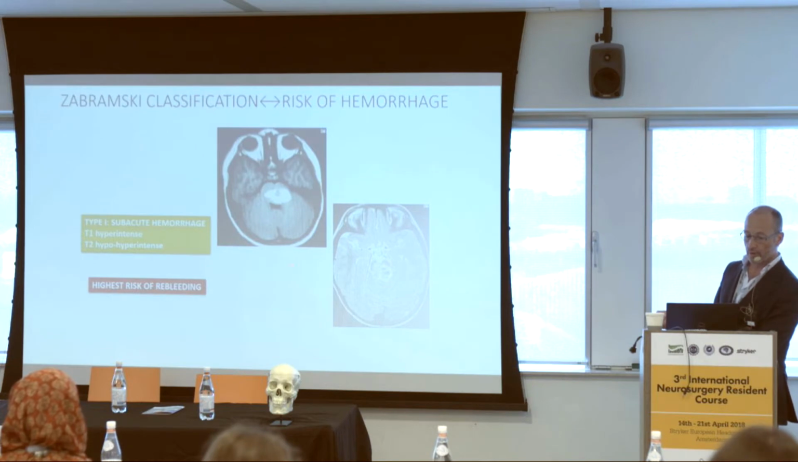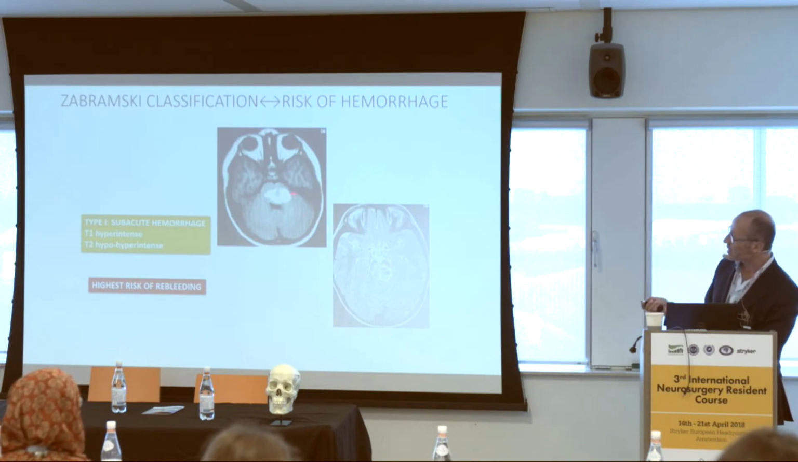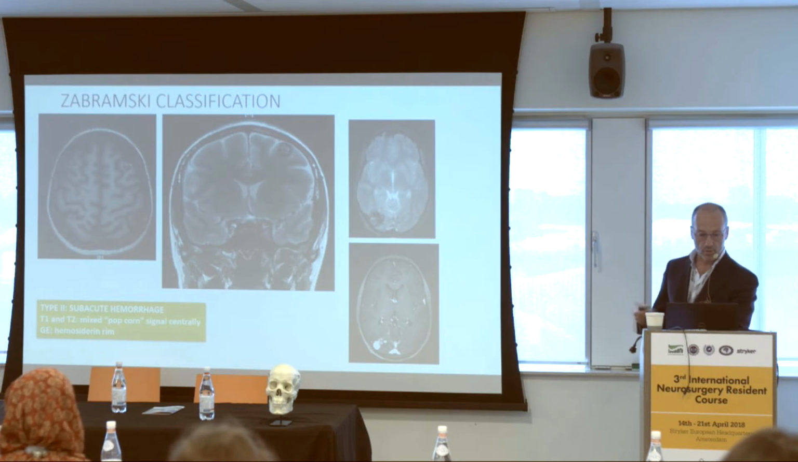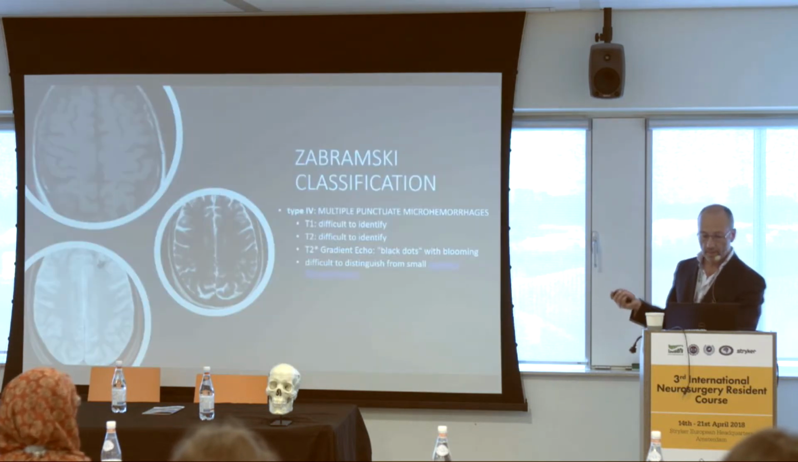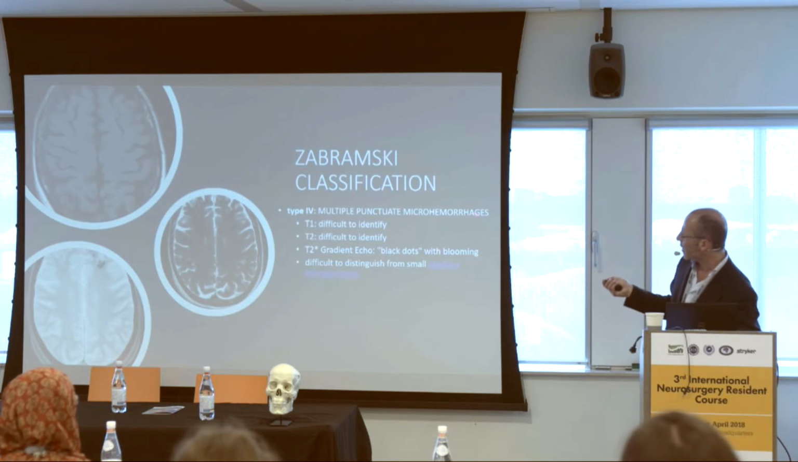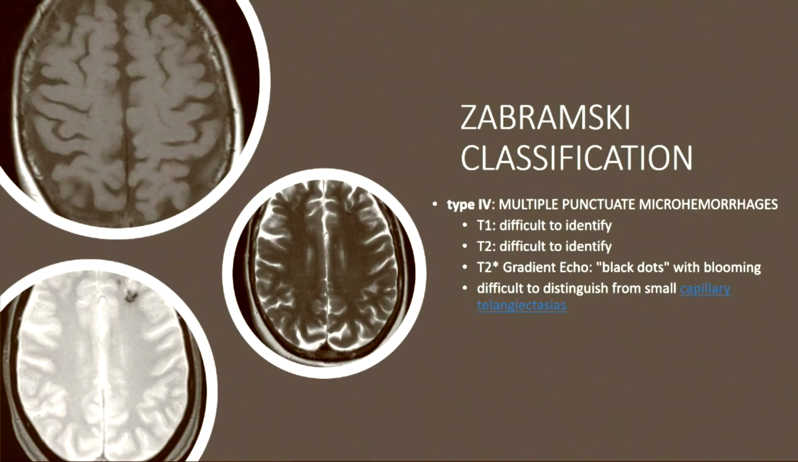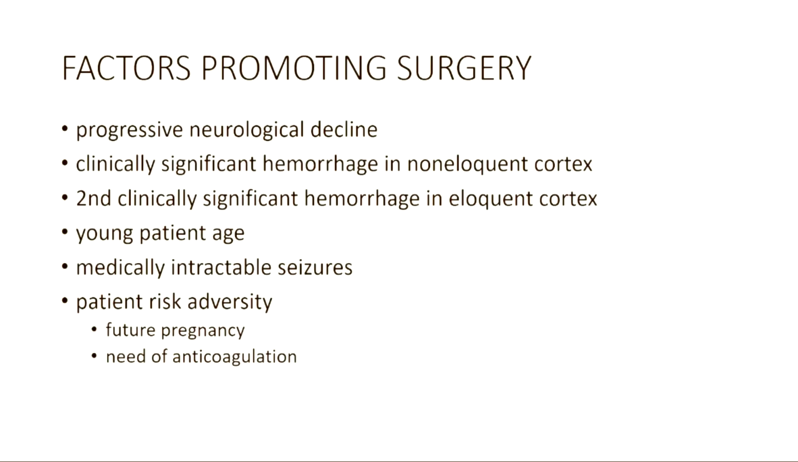There are some factors that promote surgery. First of all, progressive neurological decline and also clinically significant hemorrhage. Some others wait for a second clinically significant hemorrhage in eloquent cortex, but also young patient age, medically intractable seizures, and even patient risk aversion should be taken into account. But in general, surgery is proposed for lesions with repetitive or progressive symptoms, while prophylactic resection of asymptomatic lesions is not indicated.